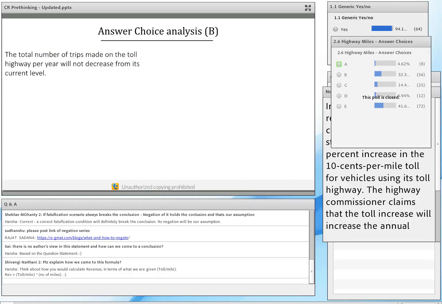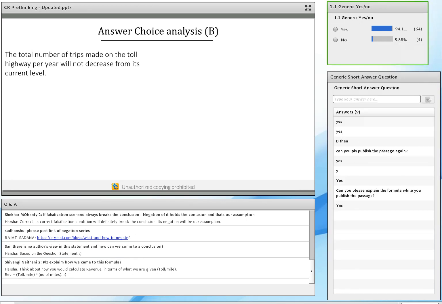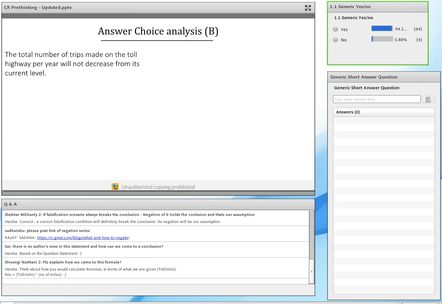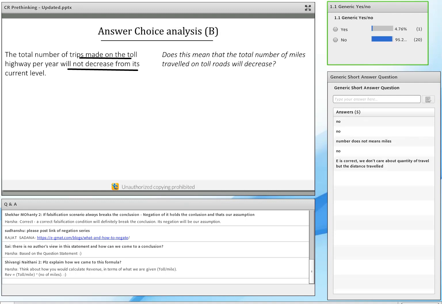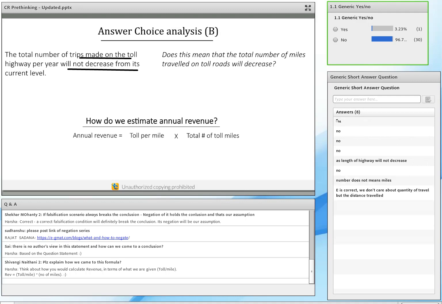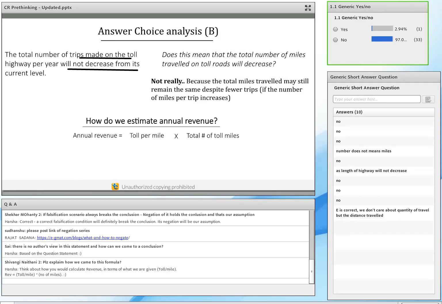Answer choice B, 32% of you thought that was correct. Why did you think answer choice B is correct? Let's look at answer choice B over here. Answer choice B says the total number of trips made on the toll highway will not decrease from its current level. We asked this question, remember, is that must be true? If the total number of trips decreases, does it mean that the total number of miles traveled on toll roads will decrease? Does it mean that? No, it doesn't mean that. The answer to this is no. Why? Because the total number of miles traveled might still remain the same if the number of miles per trip increases.